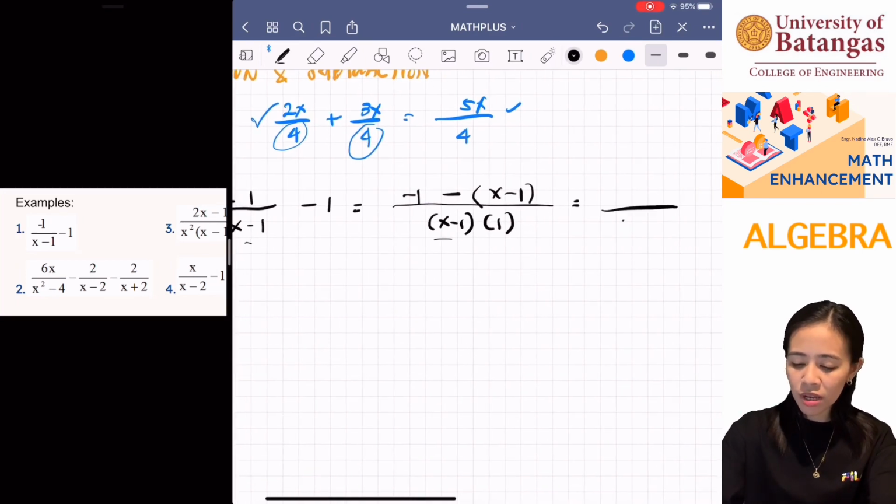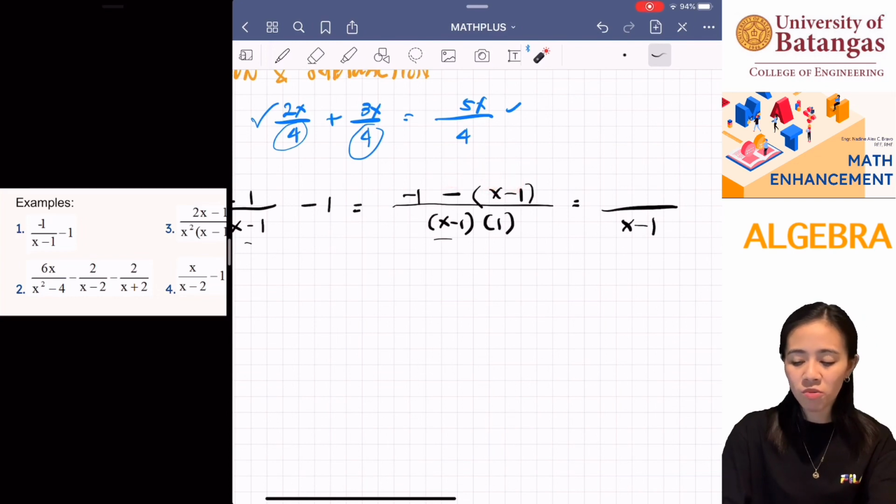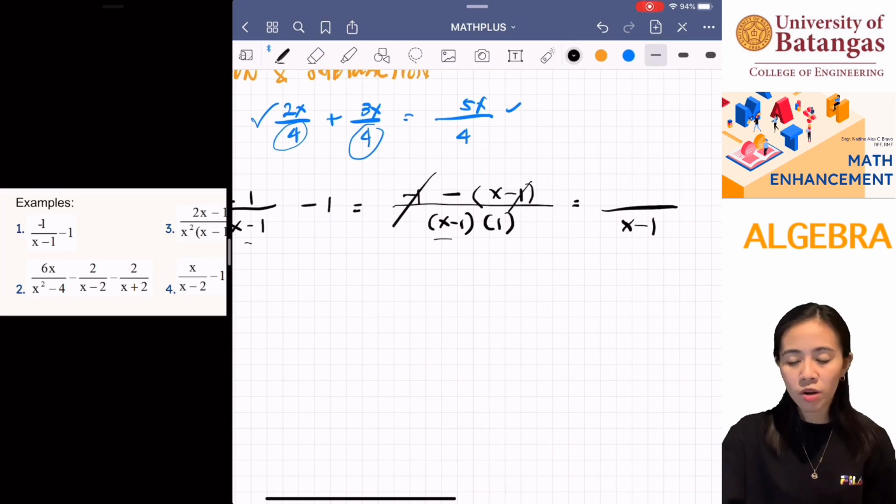Okay? In that case, meron ka ng common denominator na x minus 1. And then, you can simplify the numerator by proceeding with adding or subtracting polynomials. Diba? So, mangyayari dito, if you distribute this, that will make negative 1 positive. So, magka-cancel out lang to. Negative 1 plus 1. But you have negative x in the numerator. Okay? So, this is our answer.